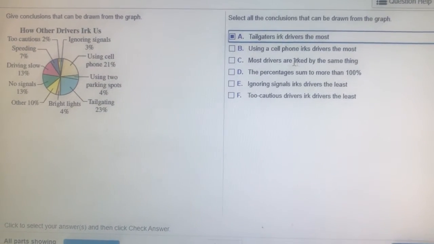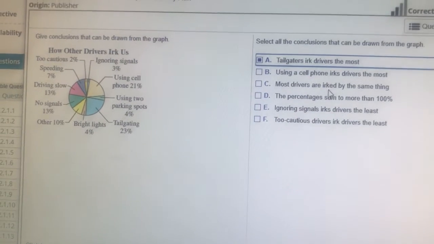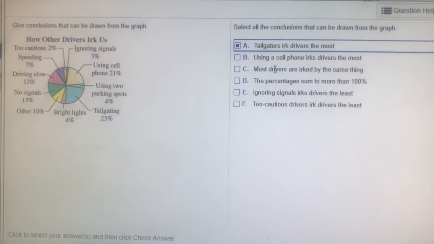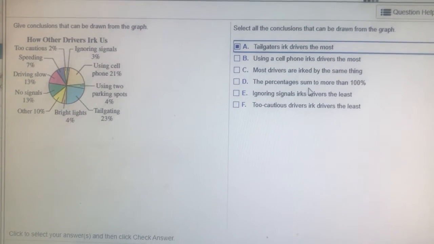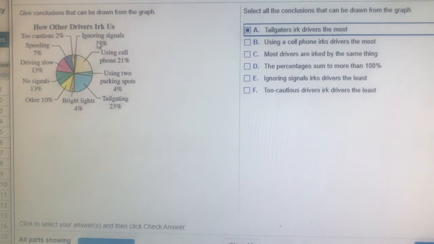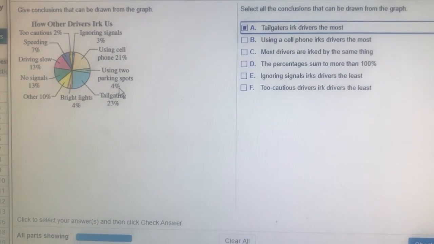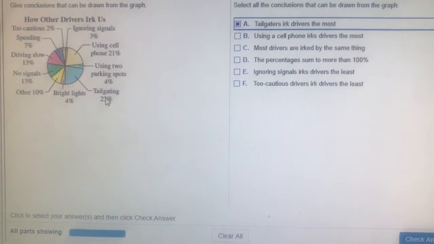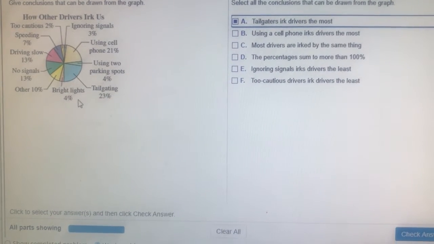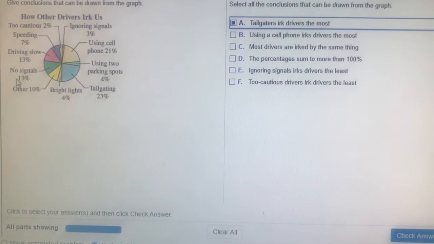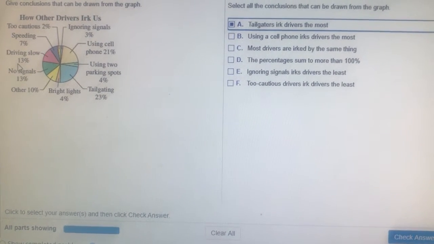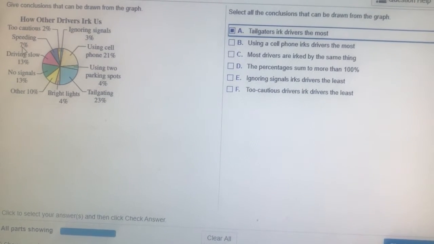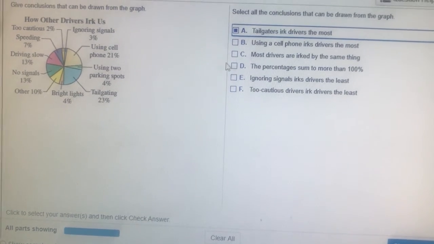C, most drivers are irked by the same thing. No, it's spread out all over the board there, so I don't think it's C. On D, the percentages sum up to more than 100%. Well, let's start right here. 3, 24, 28. I'm adding them up. I want to say 28, so that's going to be 51, 55, 65, 78, 80, 91, 98, 100. No, it's 100, so this is not right.